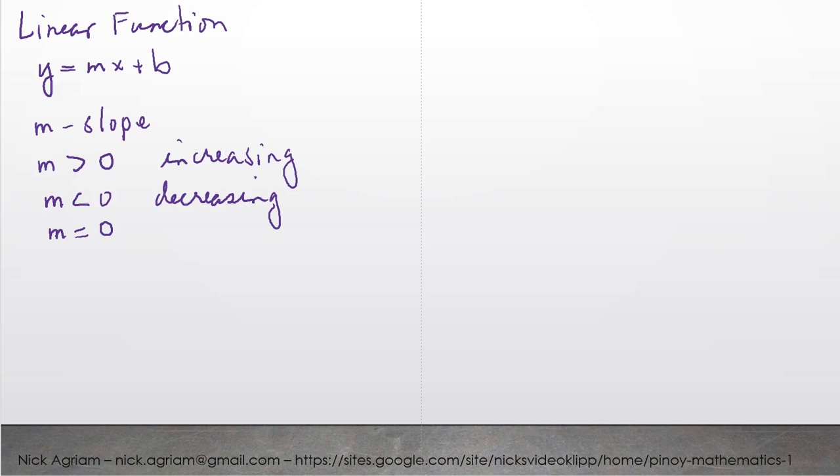So when m is undefined, then this is neither increasing nor decreasing. Then the line here is horizontal. And here it is vertical. Your m is too much, too big to be defined. That's why it is a vertical line.